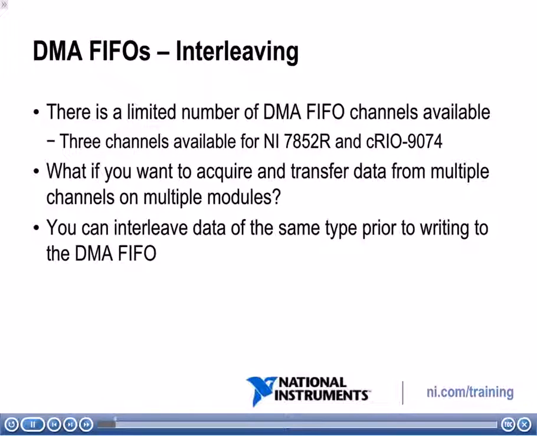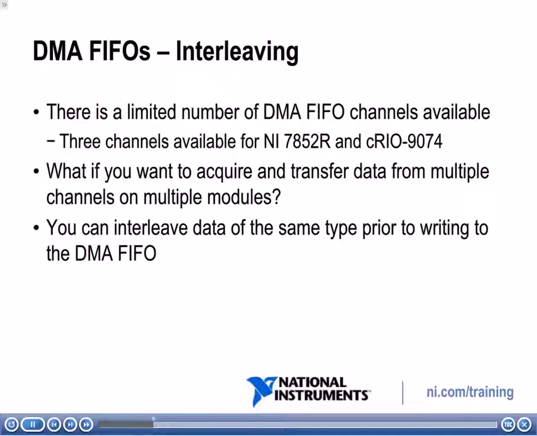So as we're using DMA FIFOs, one thing to keep in mind is there's a limited number of DMA FIFO channels available. For example, for a 7852 R series board and for a cRIO 9074, there are only 3 DMA FIFO channels. So what would you do if you needed to acquire data from, let's say, 4 channels on multiple modules? I actually couldn't do that on a cRIO 9074 if I wanted to implement 4 separate DMA FIFO channels.